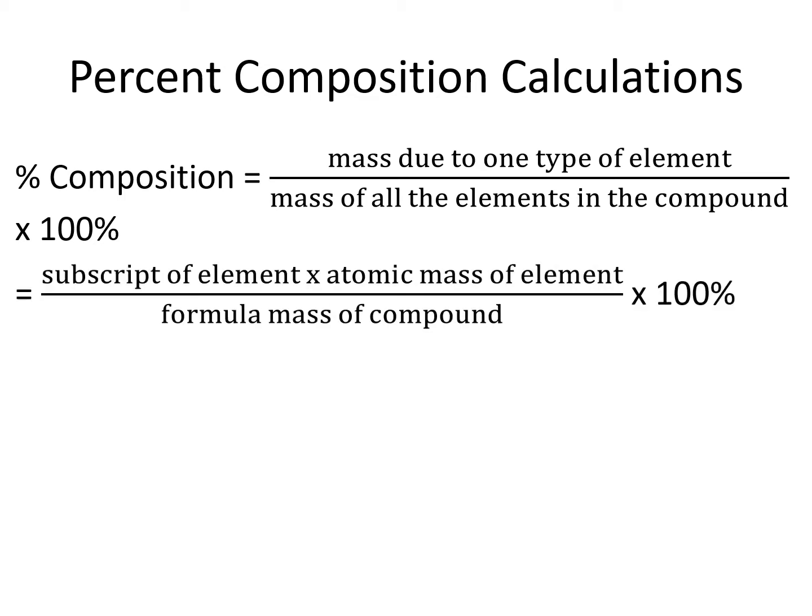Another way to think about it is we're going to take the subscript of a particular element and multiply it by the atomic mass of that element from the periodic table. And we divide by the formula mass of the compound, that is the mass of the whole thing, and then times 100.